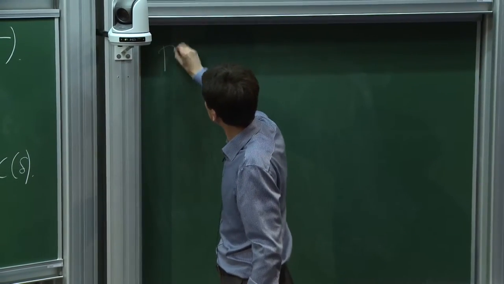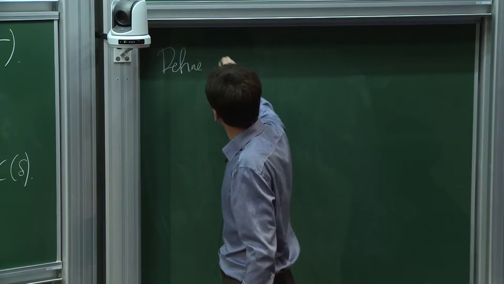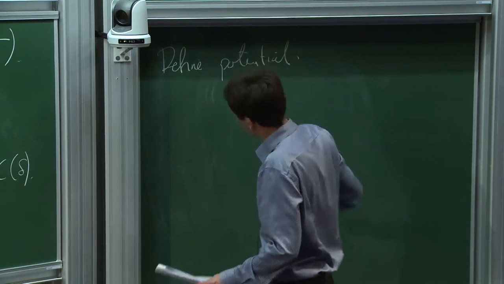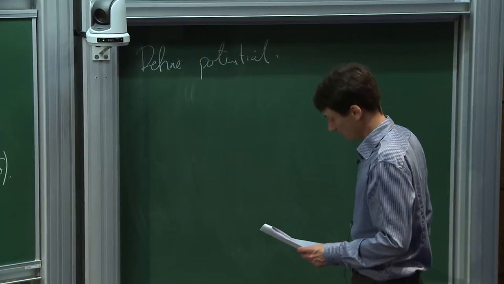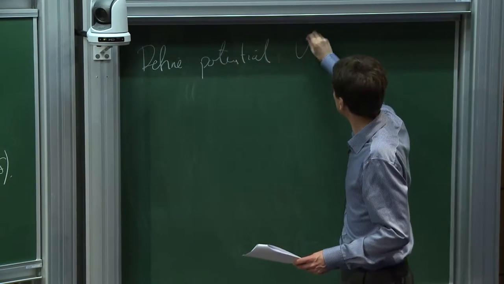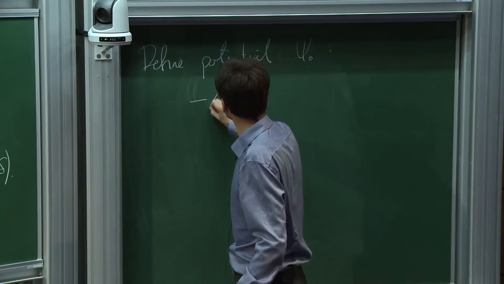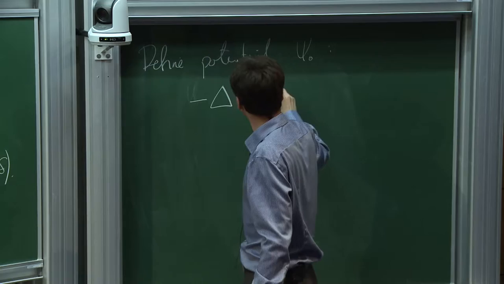What we end up doing is defining a potential, which is derived, so let's call it psi zero. It's derived from solving the equation.